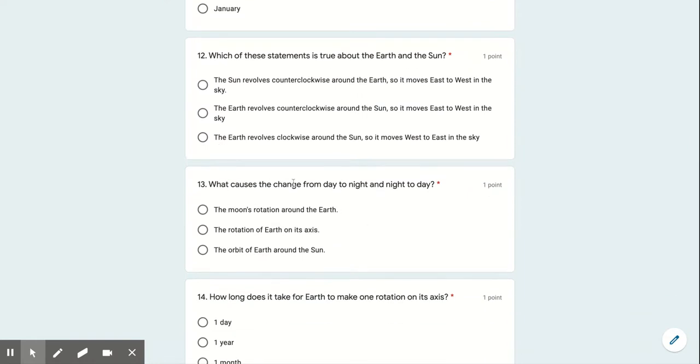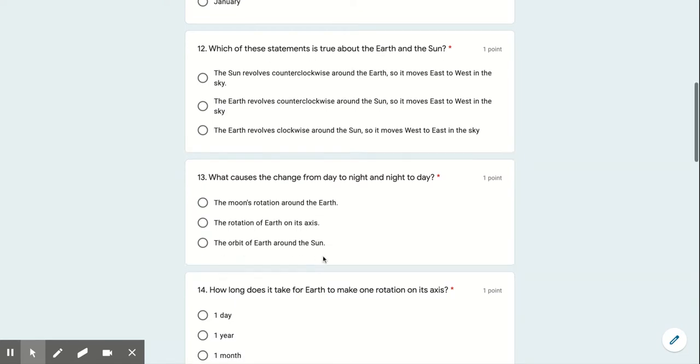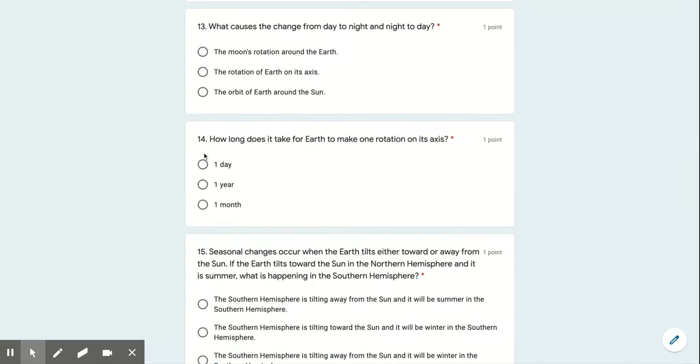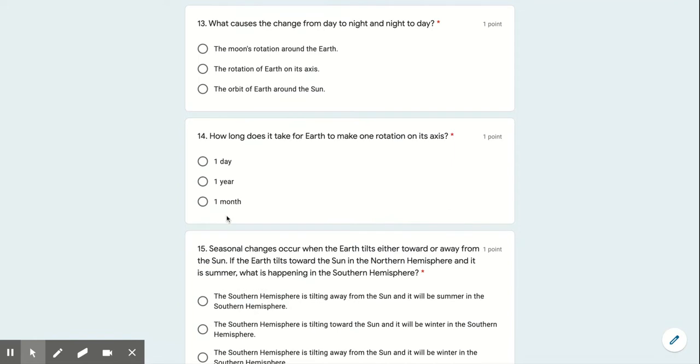13. What causes change from day to night and night to day? The moon's rotation around the Earth, the rotation of Earth on its axis, or the orbit of Earth around the Sun. 14. How long does it take for Earth to make one rotation on its axis? 1 day, 1 year, 1 month.